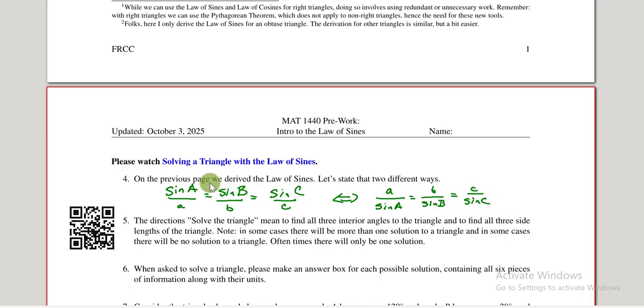I hope these don't seem like two different formulas to you. I hope we can see that if I were to invert this fraction, I have this statement. If I were to invert this fraction, I'd have this statement. Equivalent ratios remain equivalent even if you invert both sides of the equation.